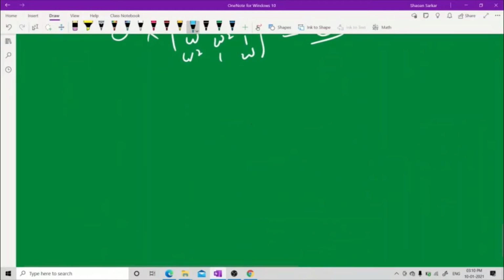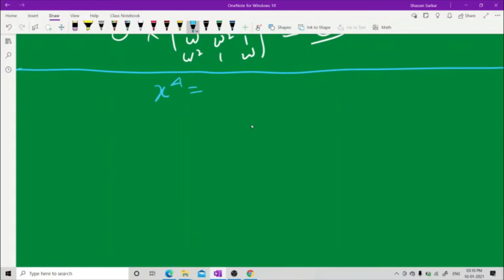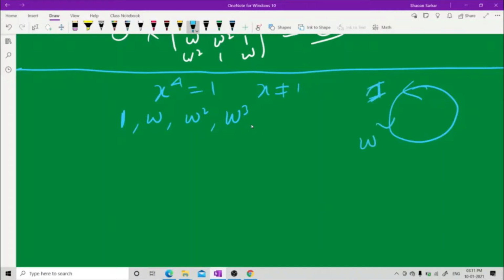Supposing I have the fourth root of unity, that is x to the power of 4 is 1, but x is not equal to 1. What are the roots I'll get? 1, omega, omega square and omega cube. Now see how to create the determinant. 1, this is 1, this is omega square, this is omega cube.